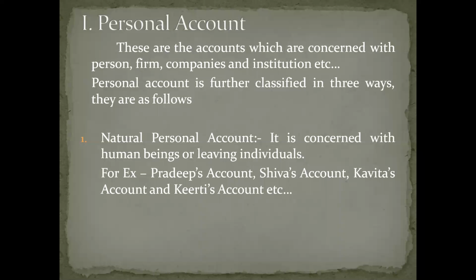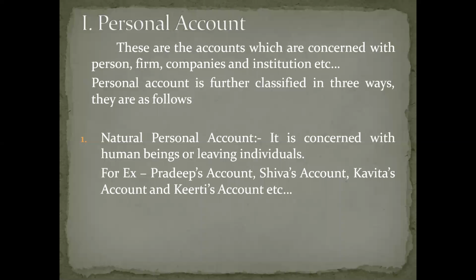First one is personal account. See here, the name itself indicates this particular account deals with persons. But keep in mind, in the eye of law, person does not mean only living individuals. A person may also be an artificial person. Natural persons are living individuals, and companies, organizations, institutions are also persons. They are called artificial persons.